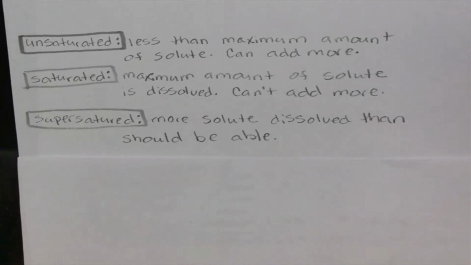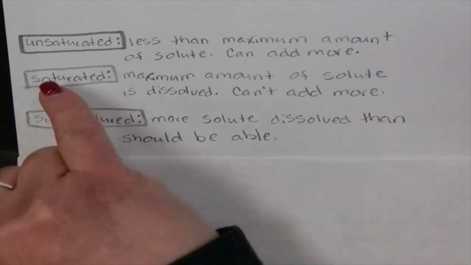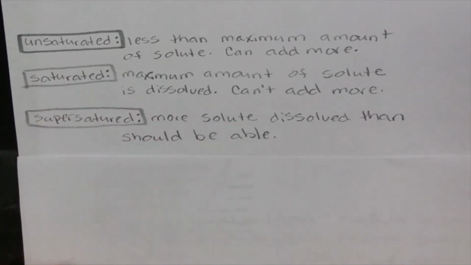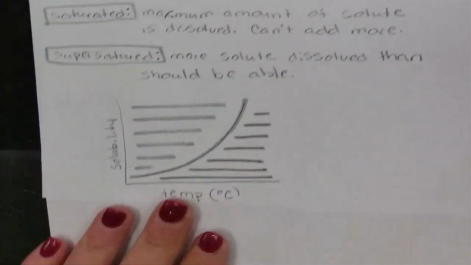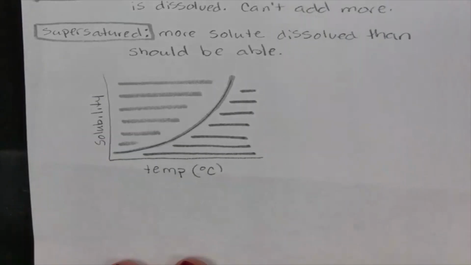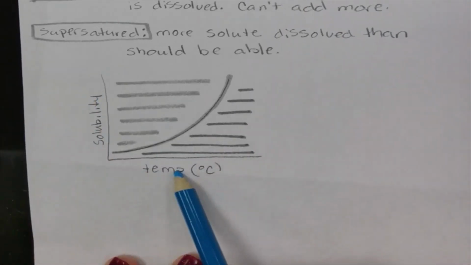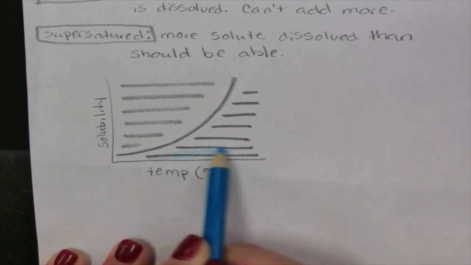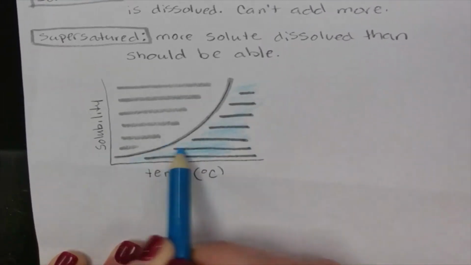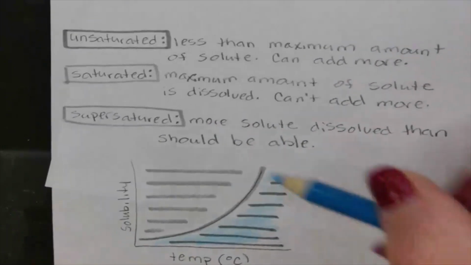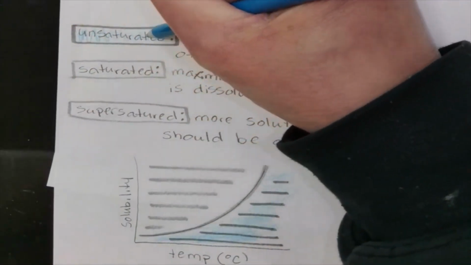When we dissolve a solute in a solvent, we have three types of solutions: unsaturated, saturated, and supersaturated, where unsaturated has less than the amount that the solution can hold. So we could actually get more to dissolve in. And if we were to look at a solubility curve where we look at the solubility based on temperature, an unsaturated solution would be underneath the line. So I'm going to just do some color coding here. Unsaturated.